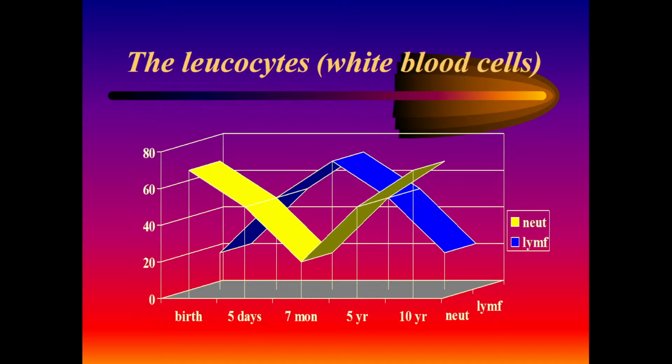Its graphic variant shows the cross between neutrophils and lymphocytes. At 5 days and at 5 years, there is a cross between the number of lymphocytes and neutrophils.